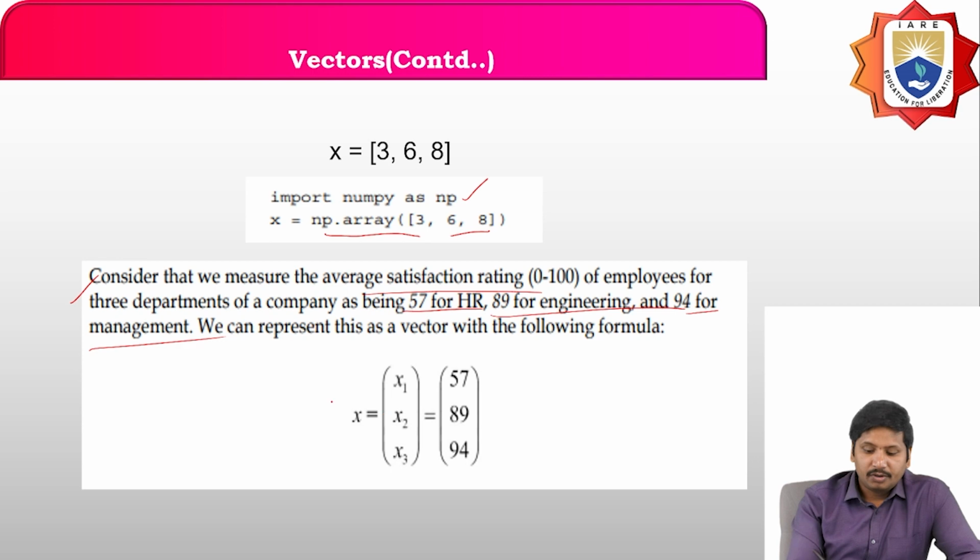So for this I have to create a vector, and the x1 value is treated as 57, x2 should be 89, and x3 should be 90.